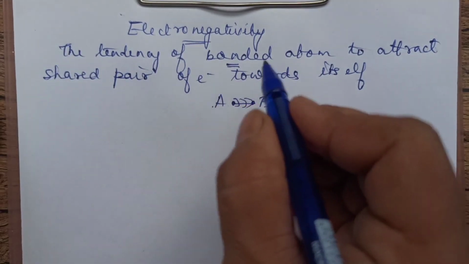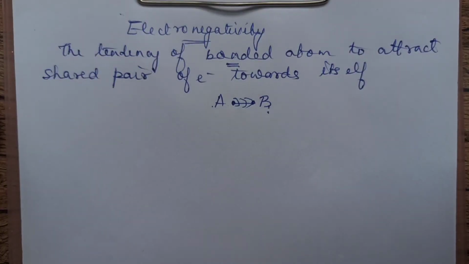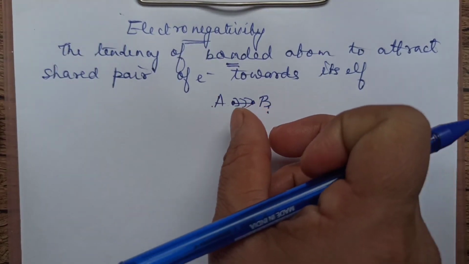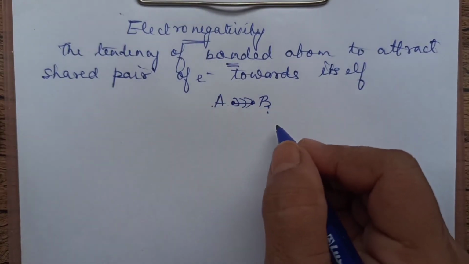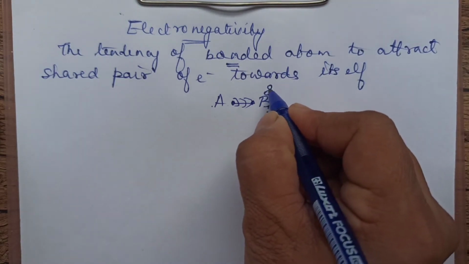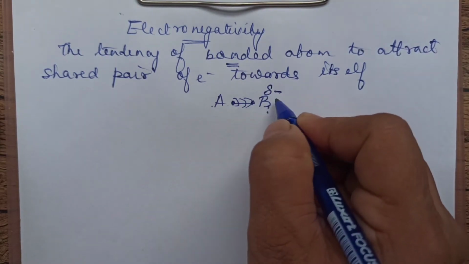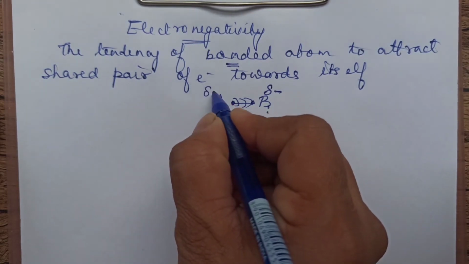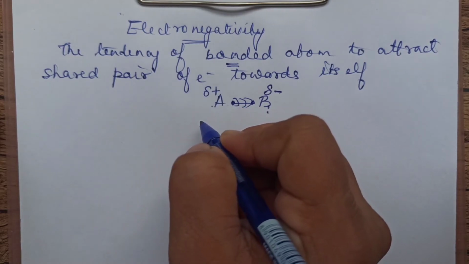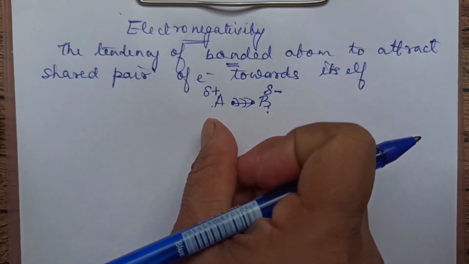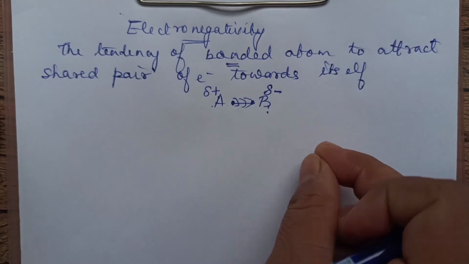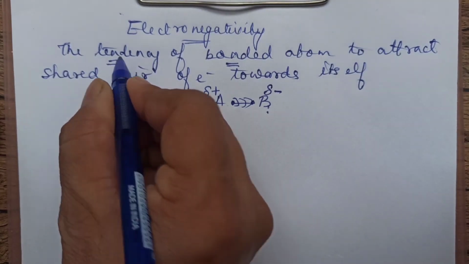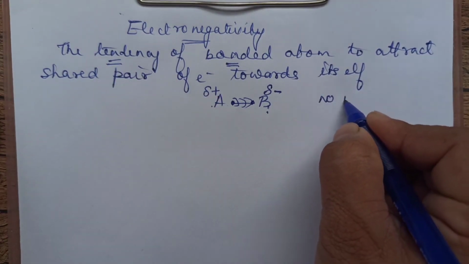So it is never decided for isolated atom. It is always for the bonded atom. In the bonded state, one atom pulls the shared pair of electron towards itself. As a result, what will happen? This B, which is pulling the electrons toward itself, acquires partial negative charge, and the other atom acquires partial positive charge. Okay, why partial? Because it is not a transfer. It is just the tendency of the atom. Now, since it is just a tendency, it has no units.